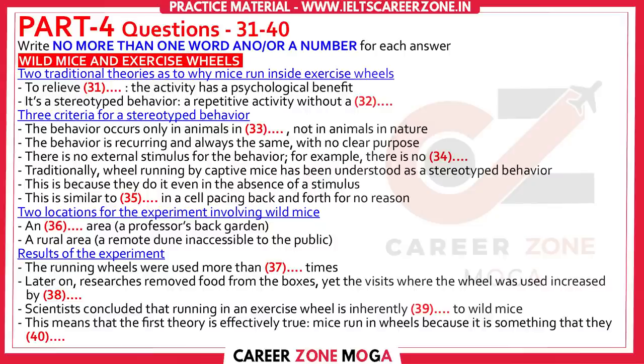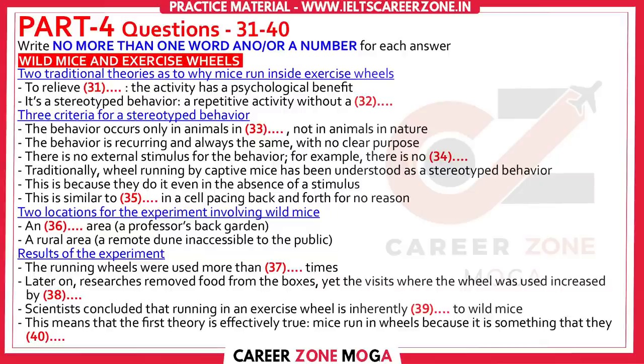A team of Dutch scientists set out to investigate whether this was actually the case by setting up exercise wheels outside. They placed exercise wheels in small boxes so that larger animals could not interfere, and the boxes were placed in two areas that were populated by wild mice and other small animals: an urban area, one of the professor's back gardens, and a rural area, a remote dune that could not be accessed by the public. Cameras recorded all visits to the exercise wheels over a period of 3 years. Most importantly, there was food in the box, but the animals could eat the food whether or not they chose to run in the exercise wheel.